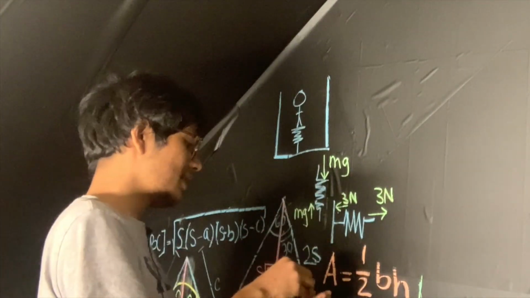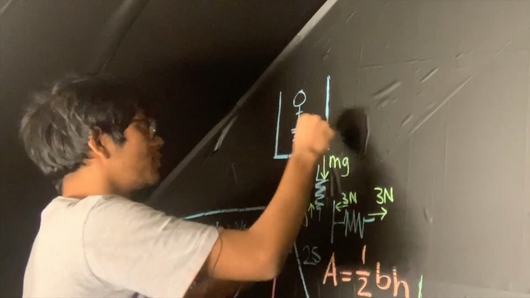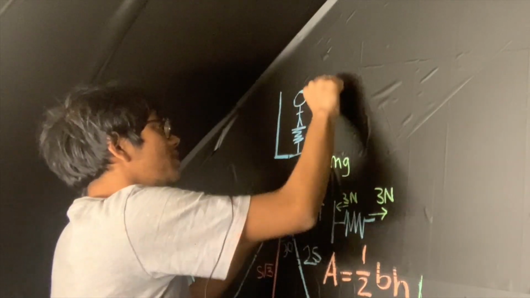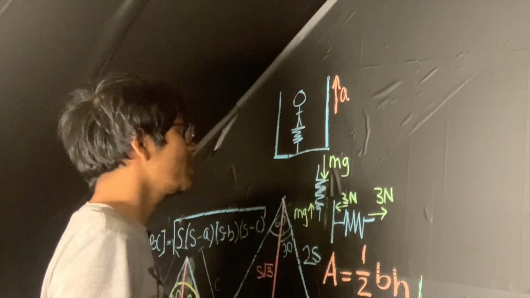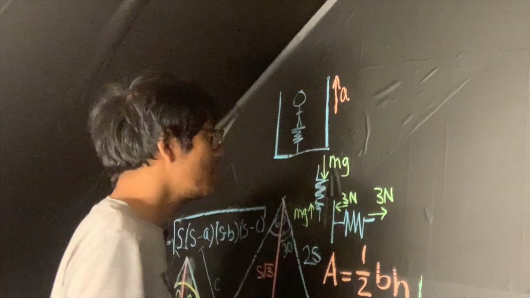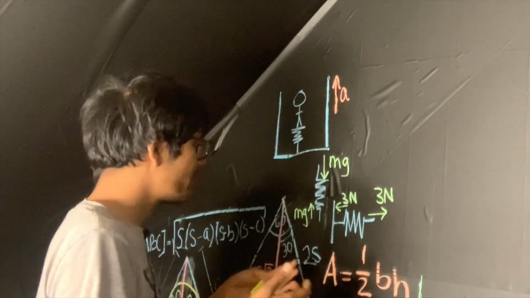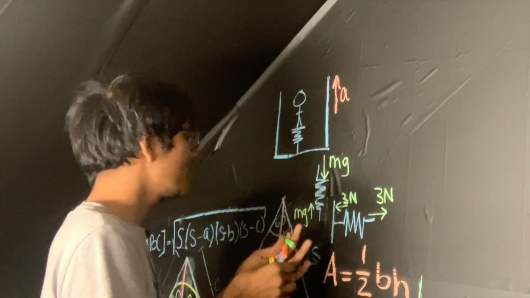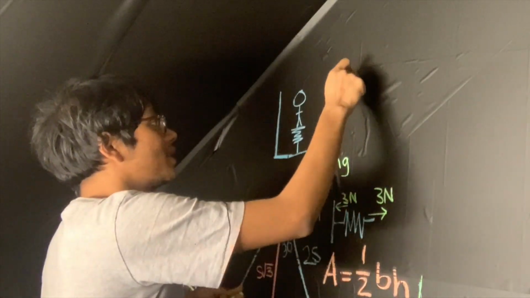With that being said, let's say the elevator now begins accelerating. Let's say it's accelerating upwards. If it's accelerating upwards, what can we say? What are the forces acting on you? First and foremost, we can write your weight, the weight you feel, and we can write that as W.